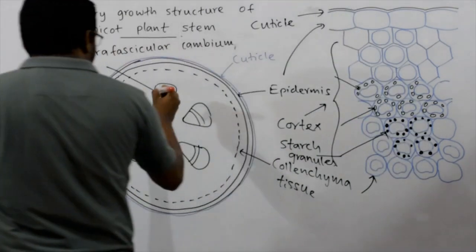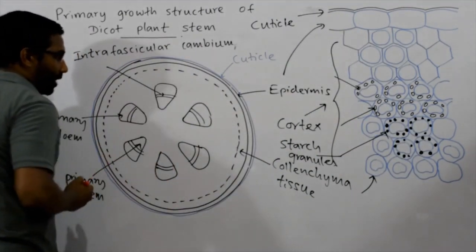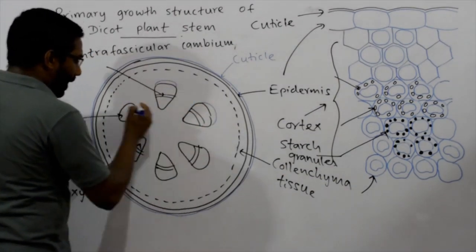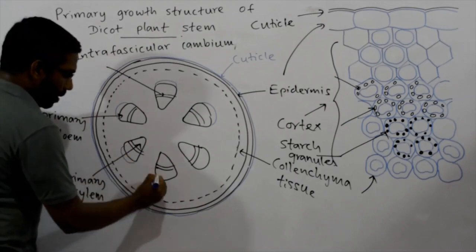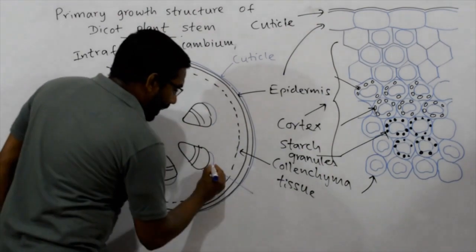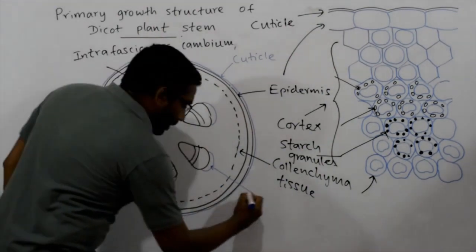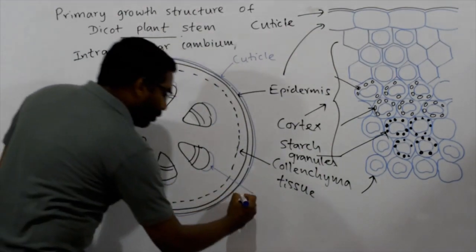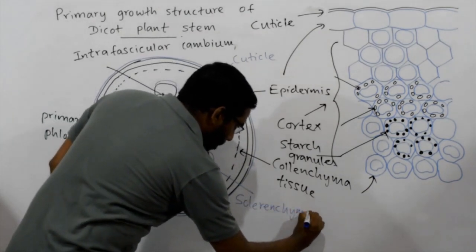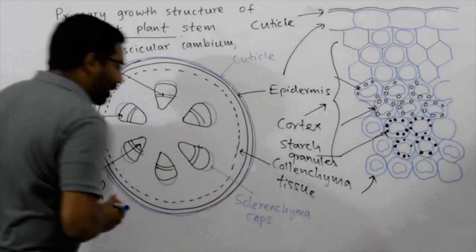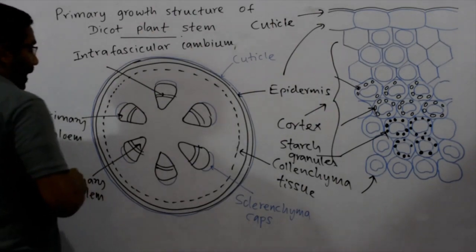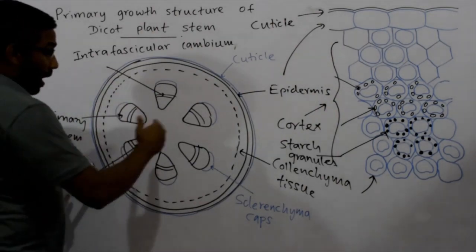Then just outer to these vascular bundles, that means just outer to the primary phloem, it has sclerenchyma fibers. Tissue layers made up of sclerenchyma fibers are present. I will draw them like this. Imagine these are sclerenchyma fibers. They are generally known as sclerenchyma caps. You can label them as sclerenchyma fibers or sclerenchyma caps.